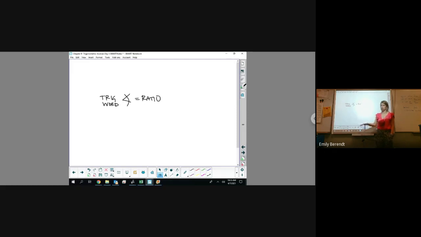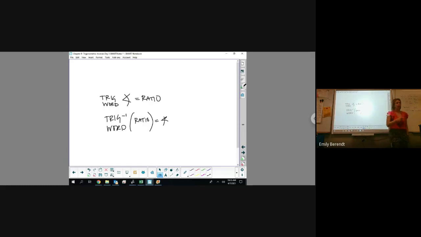If you've forgotten that, write that down. If you see an inverse trig word, what is it followed by? A ratio, and it's equal to an angle.